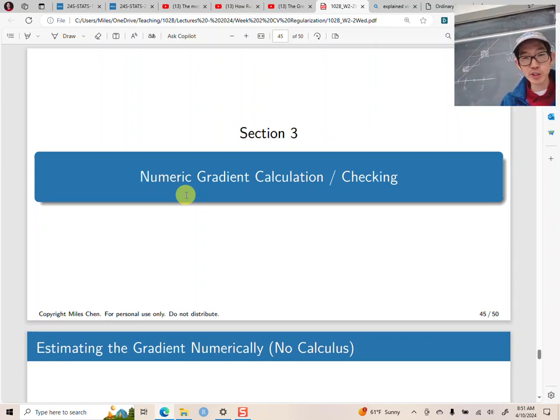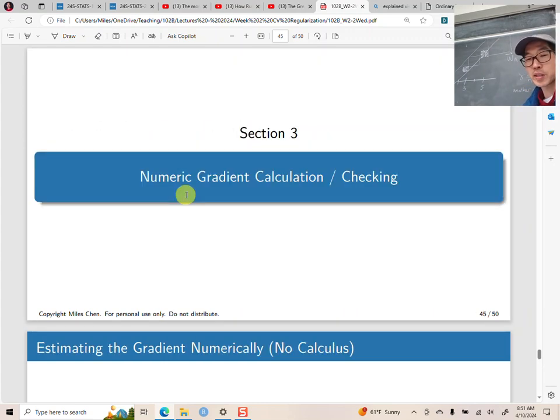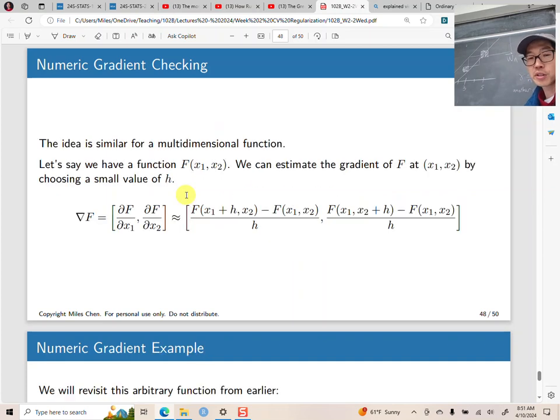I've run out of time to do this numeric gradient calculation and checking. The idea here is, what if you could not find the gradient analytically with calculus? What can you do? You can calculate it manually, numerically, by just adding on a tiny little delta, like 0.01 or 10 to the minus 5, okay?